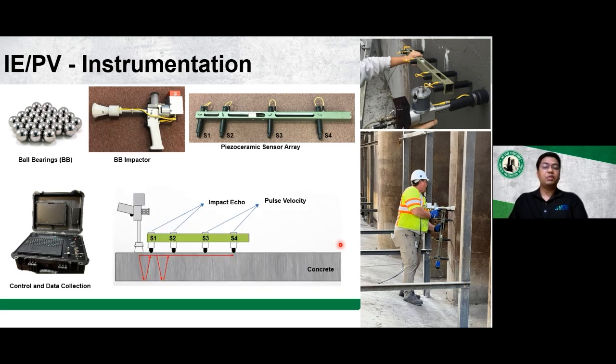So in terms of distinguishing impact echo and pulse velocity techniques, impact echo uses sensor 1 and 2 to analyze the echo response in the frequency domain to evaluate the thicknesses of the concrete, whereas the pulse velocity technique uses sensor 1, 3, and 4 to measure the time taken by the waves to reach the respective sensors to get an idea of the in situ compressive strengths or the modular values of the concrete structure.